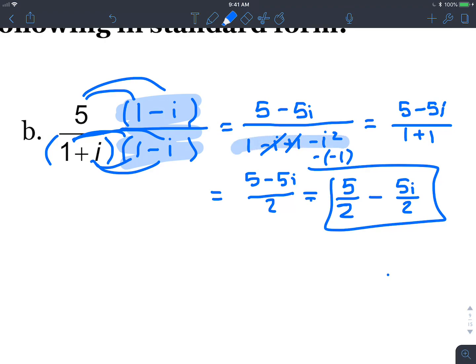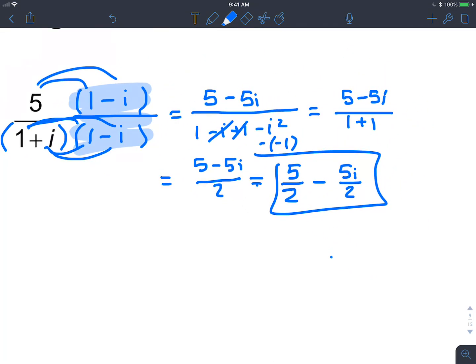Okay, we FOILed in the bottom and then we distributed in the top, just because that's what that called for there. Okay, and then we simplified our i squared. We got positive 1. We added that. We got 2. And then we split apart the fraction into 2 fractions.